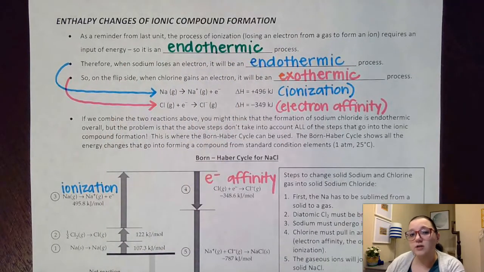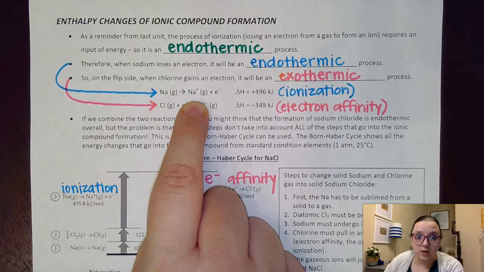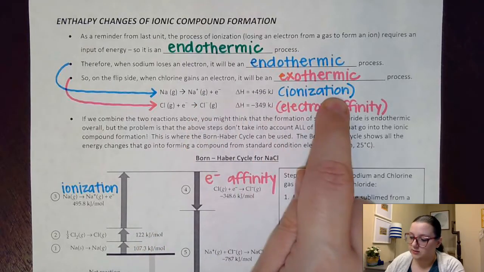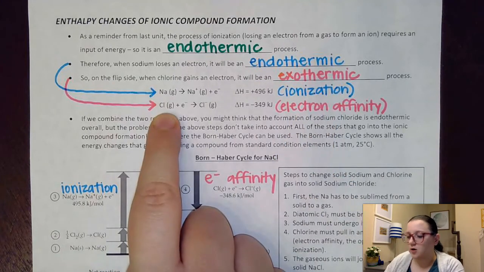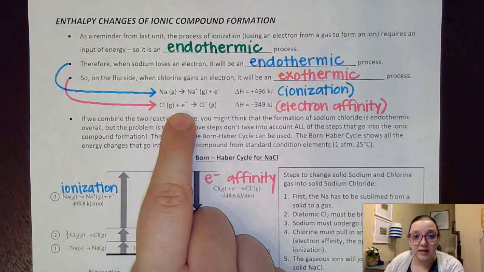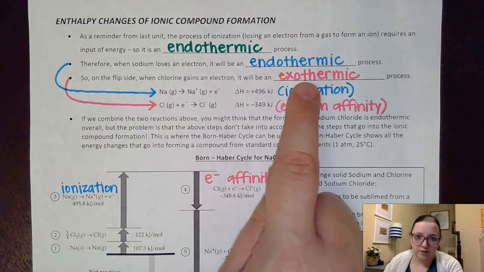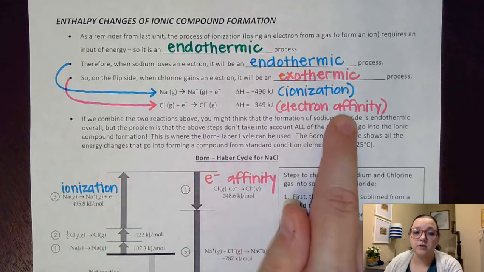So in the process of trying to form, say, sodium chloride, one of the first things that has to happen is that we have to take sodium and change it into sodium +1 with an electron. We have to undergo that ionization process, and that process is endothermic. However, we also have to take our chlorine and make it negative, so here I need to make it gain an electron. When chlorine gains an electron, because it really likes to pull that in, it is an exothermic process. It undergoes a process called electron affinity, where we're pulling in that electron.